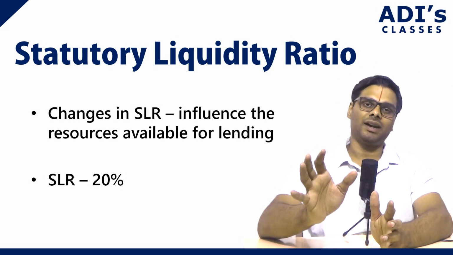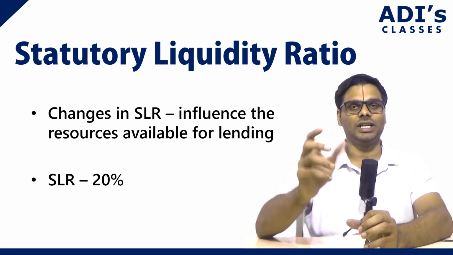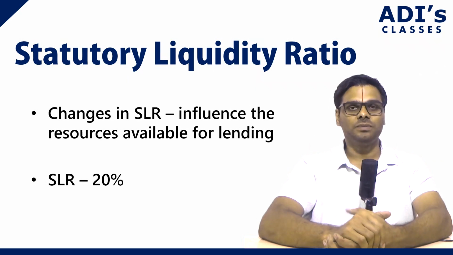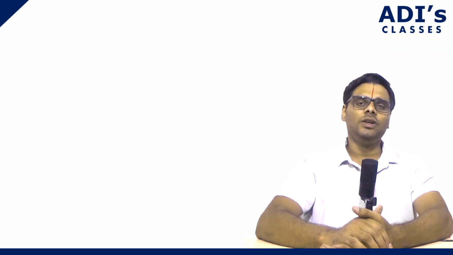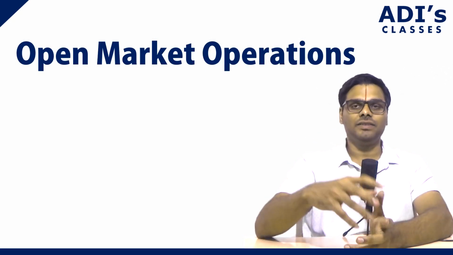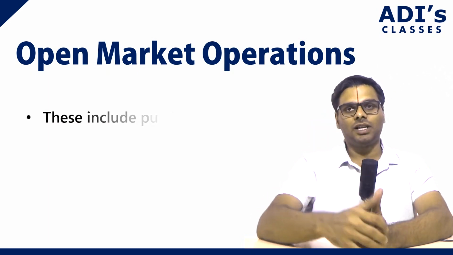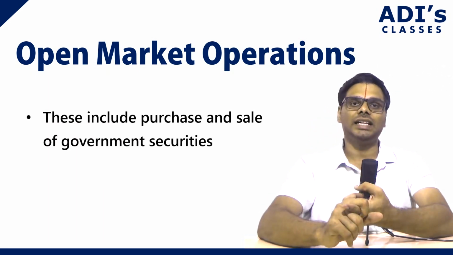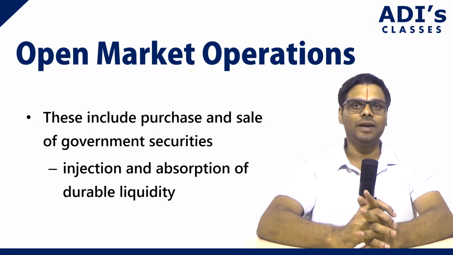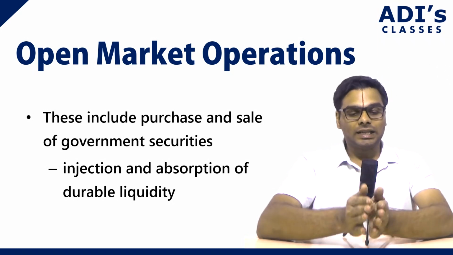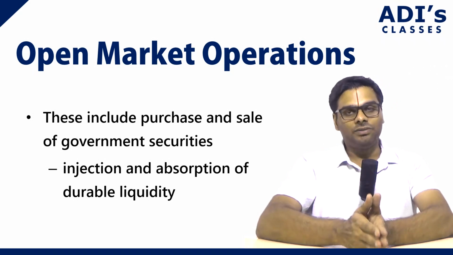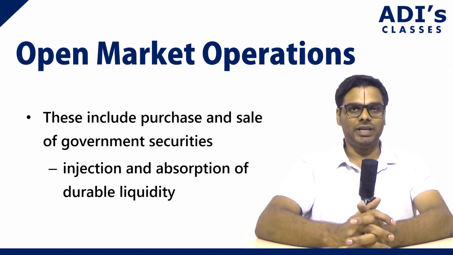Okay. This is about CRR and SLR. Both may seem similar, but they are not, and their percentages also vary a lot. You can just Google and see what the current CRR and current SLR of the RBI are. Right. Now we will look at open market operations. We have already seen what open market operations mean, but we'll just summarize. Open market operations include both outright purchase and sale of government securities for injection and absorption of durable liquidity. So open market operations include sale and purchase of government securities. It can be for injection or absorption of durable liquidity.